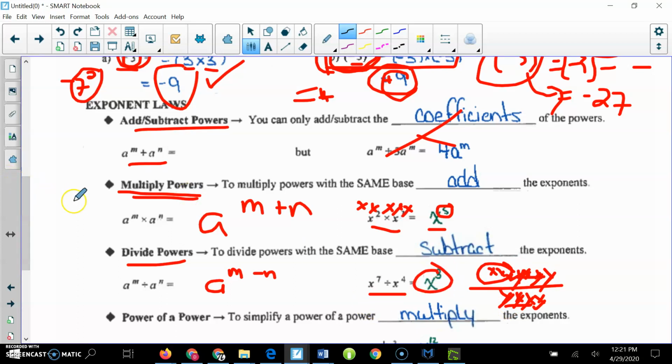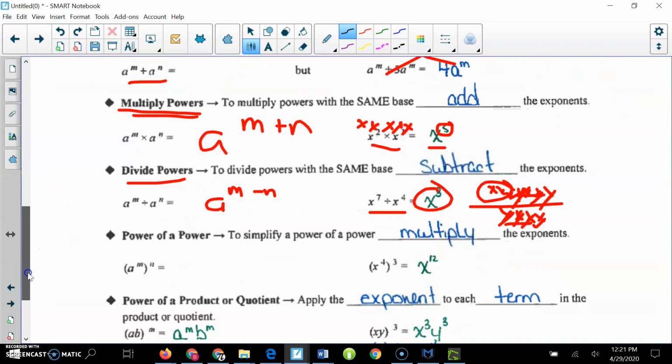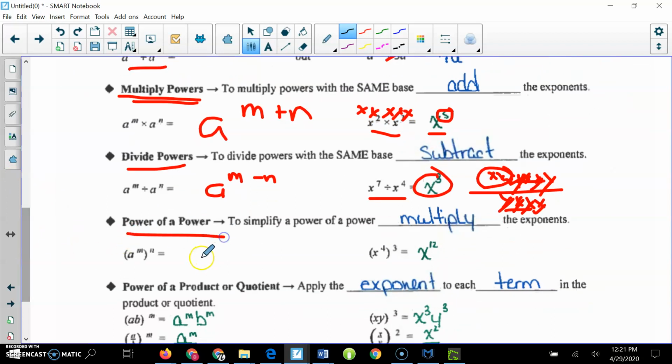So when you multiply, you add the powers. When you divide, you subtract. And when there's a power of a power, you multiply. Okay, so what that is saying is if I have x to the 4 all cubed, it's x to the 4 times 3, which is 12.